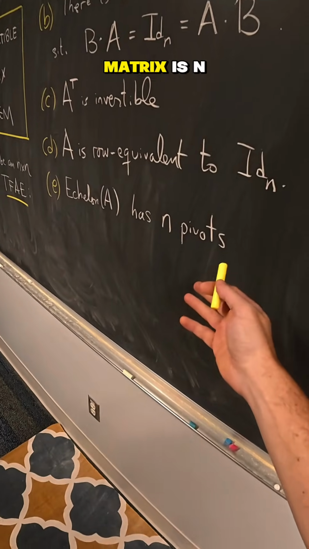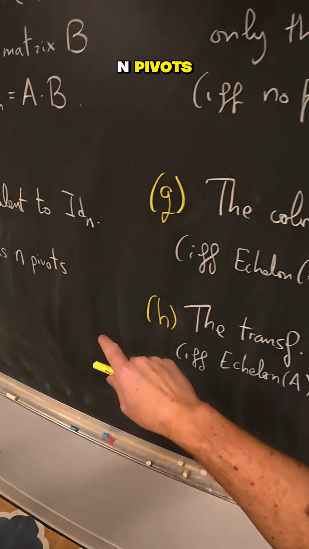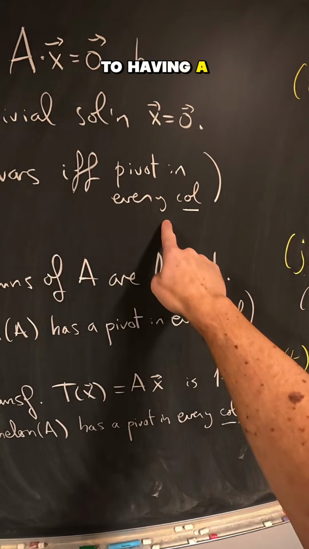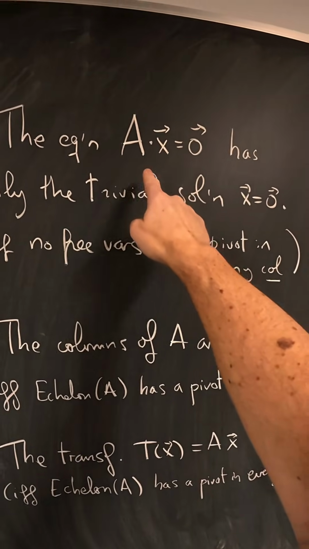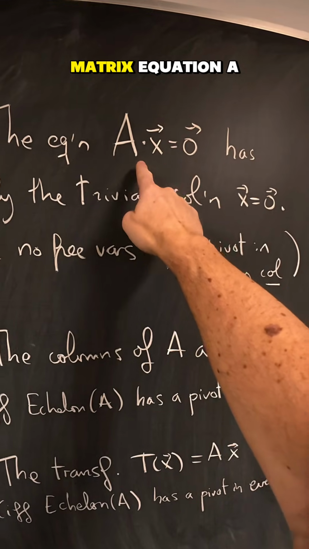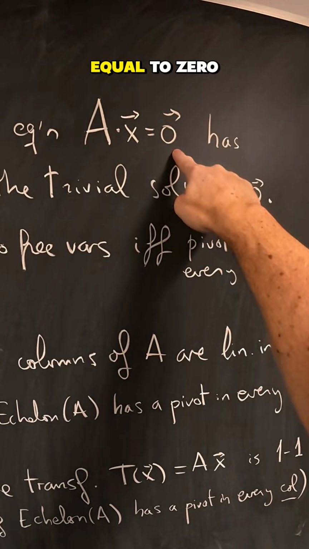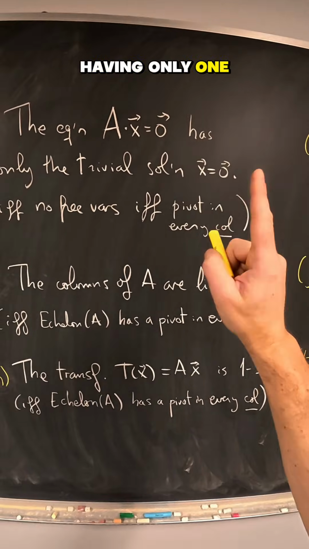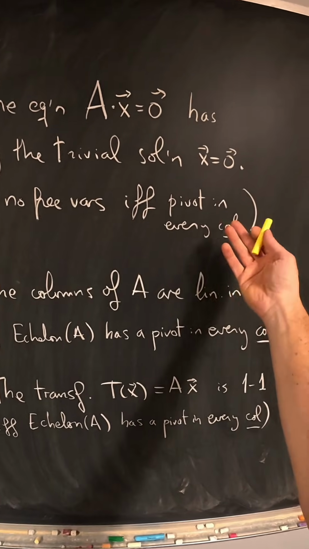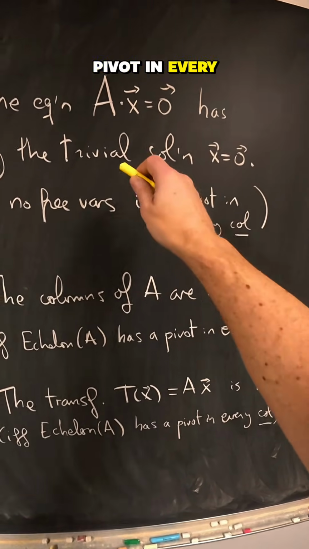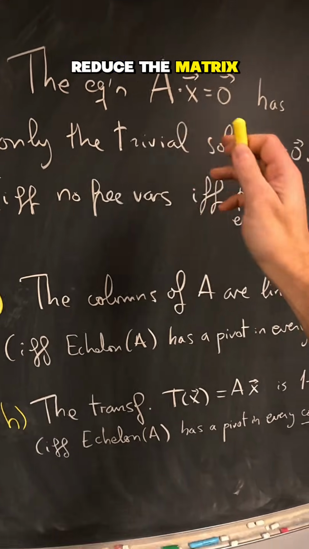Now, since the matrix is n by n, having n pivots is equivalent to having a pivot in every column, which is equivalent to the matrix equation A times x equals 0 having only one solution, the trivial solution, because there will be no free variables, and that is because there is a pivot in every column when we row reduce the matrix A.